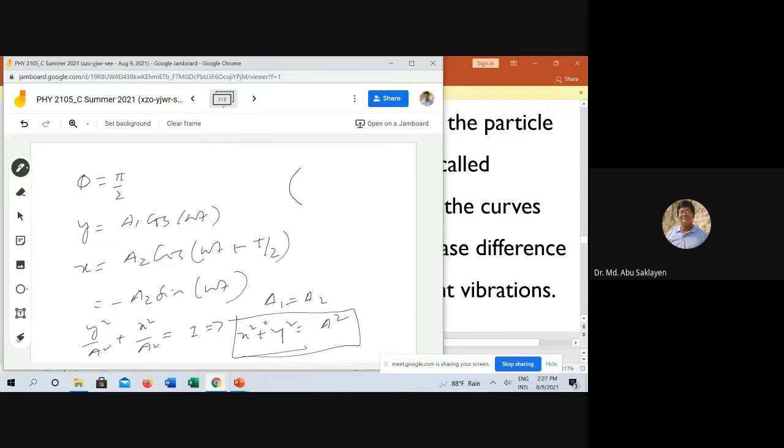স্যার এখানে এমপ্লিটিউডটা রেডিয়াস হিসেবে কাজ করবে স্যার? Amplitude, radius. Yeah, yes. Again, amplitude is the radius. So this is how the particle moves.